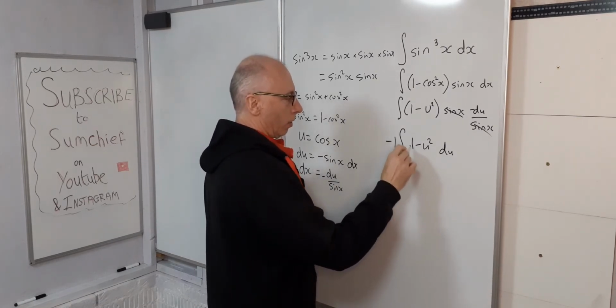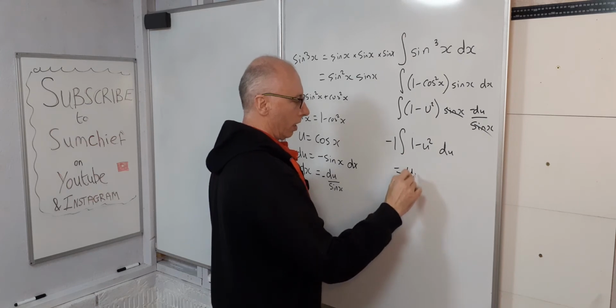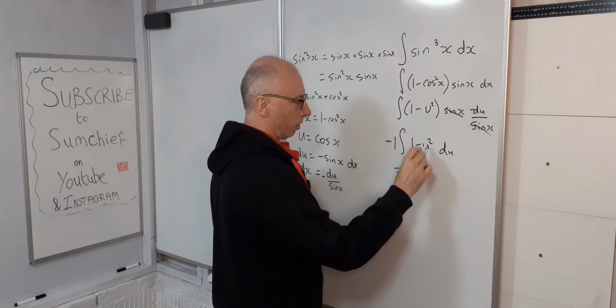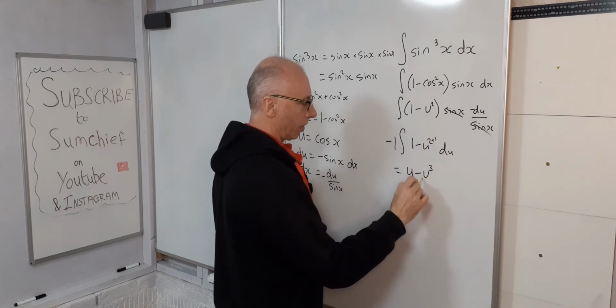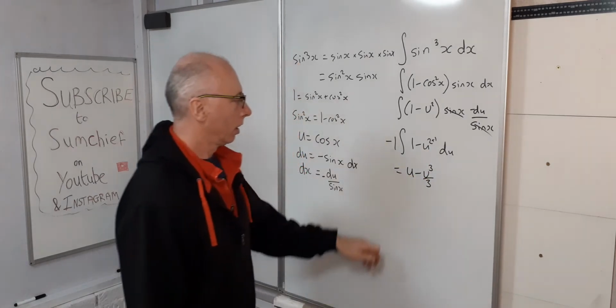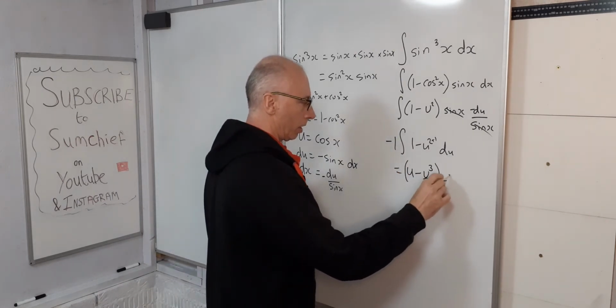So 1 in the u world is u. Squared, the power increases by 1, then divide by the new power, and then don't forget the minus 1. So times all this by minus 1.